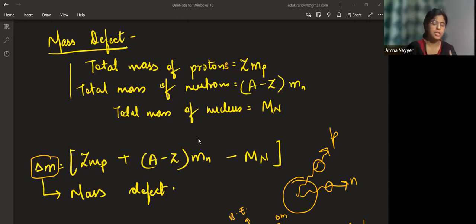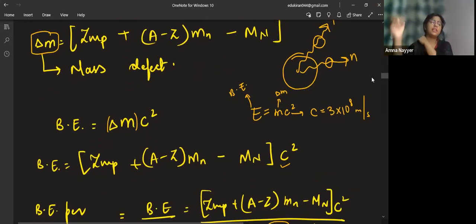This formula is sufficient. But there are some more things apart from this. Once you obtain the mass defect using this formula, sometimes you can be asked to write about the binding energy, to calculate it.